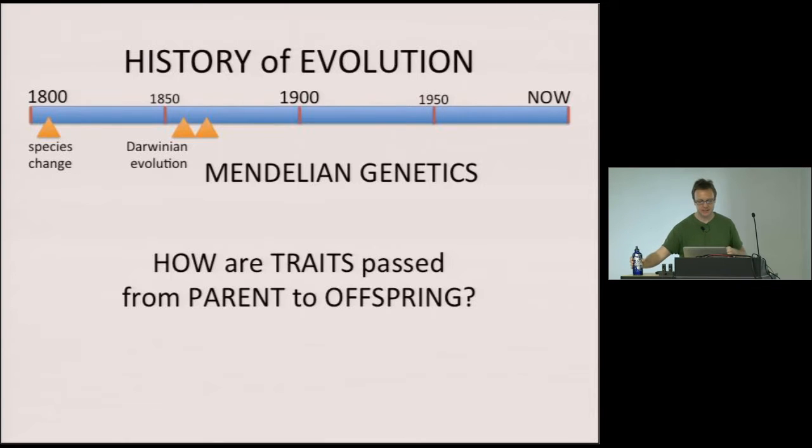And he was interested in understanding how traits were passed from parent to offspring. So if you have this process of descent with modification, how are those traits passed on? And so he did these experiments in the late 1850s or so. They were kind of lost to science until the 1900s, so they were rediscovered later on.